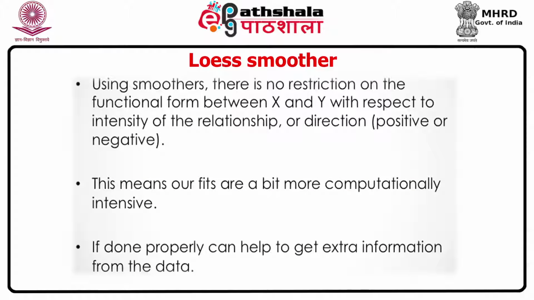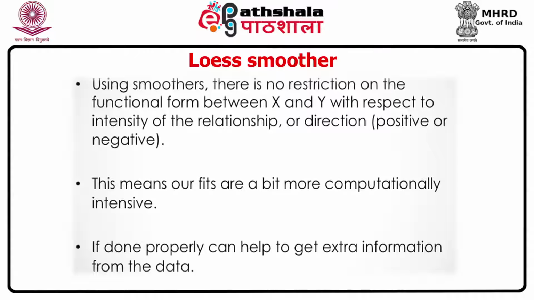Now, as with kernel regression, the Loess smoother says that there is no restriction on the functional form between x and y. So the functional form could be anything. There is only one restriction, which says that the functional form has to be smooth. So if there is less restriction, it means that we have less information and the fits must be more computationally intensive.